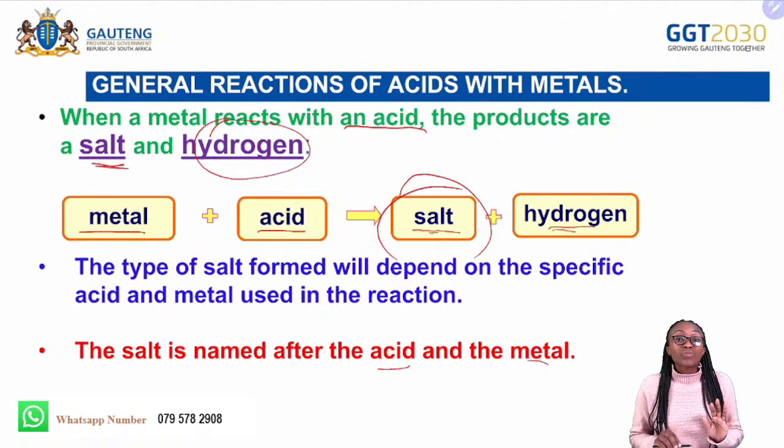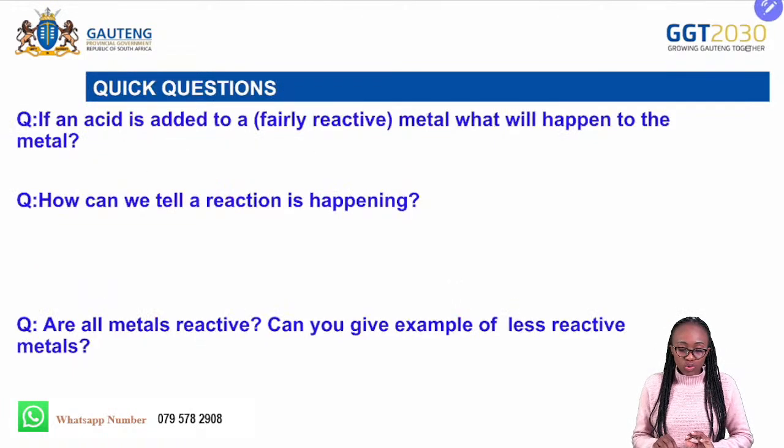So now I've got some quick questions that I want us to go through. The first question is, if an acid is added to a fairly reactive metal, what will happen to the metal? And the second question is, how can we tell a reaction is happening? And then the third question is, are all metals reactive? Can you give examples of less reactive metals? All right, so I'm going to give you 3 minutes to answer these questions.